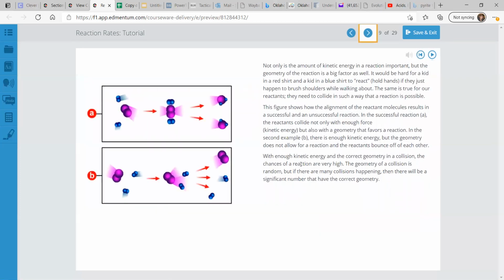Not only is the amount of kinetic energy in a reaction important, but the geometry of the reaction is a big factor as well. It would be hard for a kid in a red shirt and a kid in a blue shirt to react if they just happen to brush shoulders while walking about. The same is true for our reactants. They need to collide in such a way that a reaction is possible.